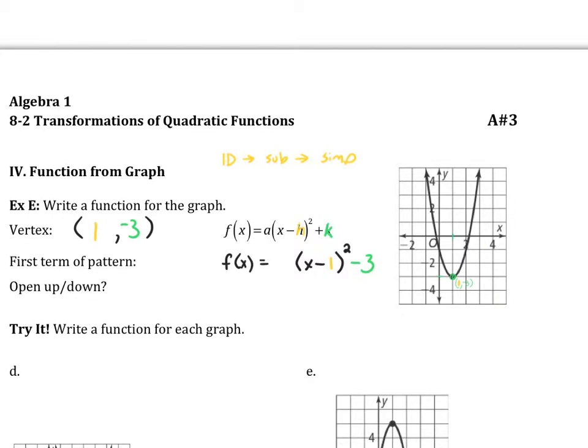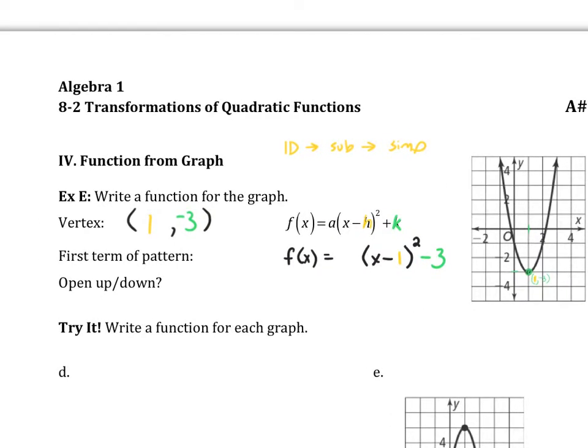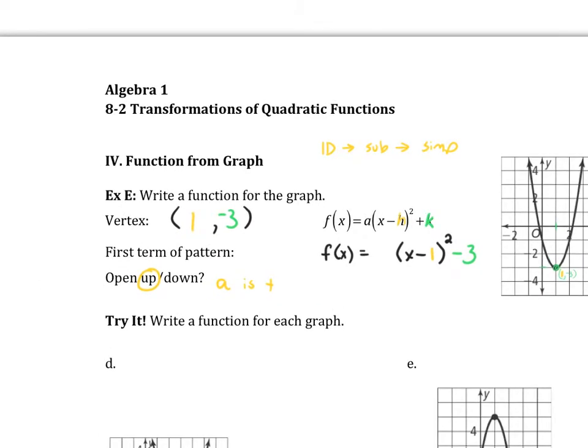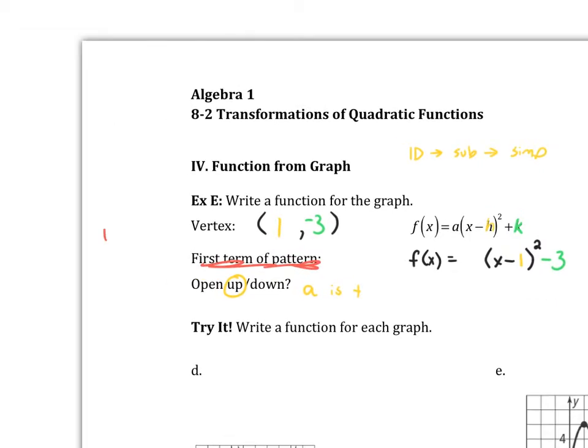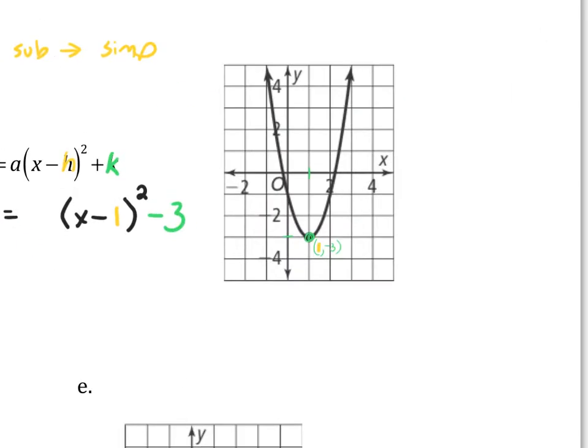All right. Clearly we see this thing opens up. So that means a has to be positive. So a is positive. And next, all we need to do is look for the first term of the pattern. So before, our base pattern was 1, 3, 5, etc. But whatever the first term is, that always ends up being a. So watch the magic on this.